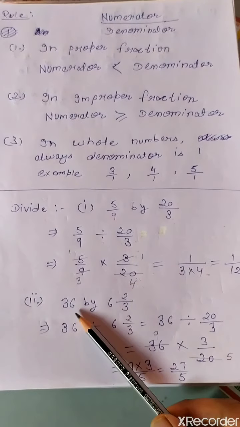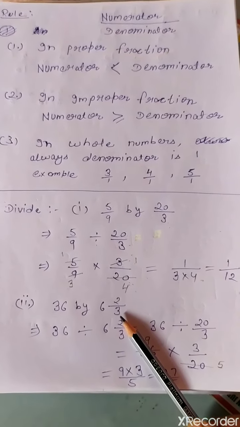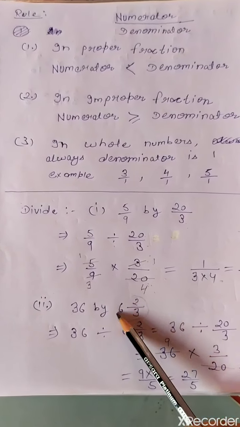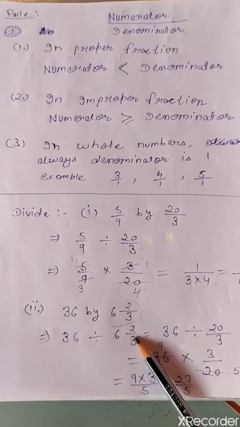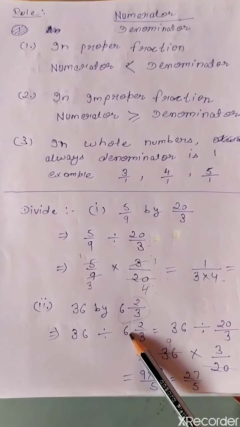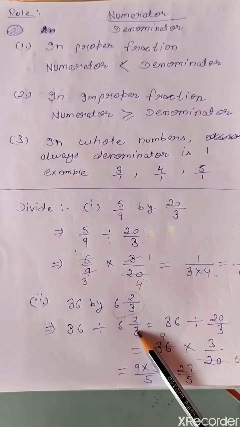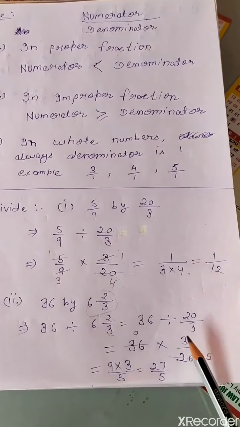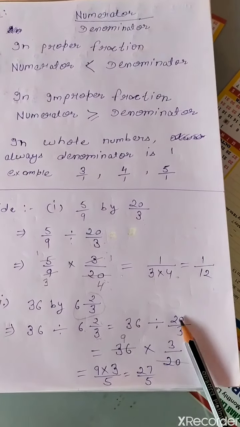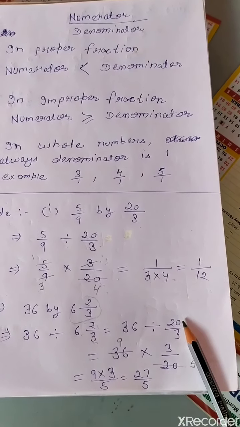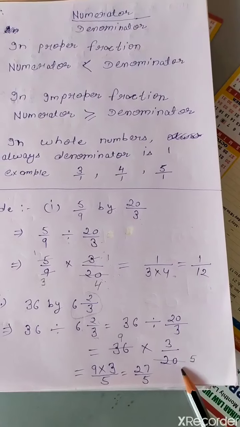Next here, a whole number is divided by a mixed fraction. Okay, then first you convert this mixed fraction into improper. 6 into 3, the whole number into denominator, plus numerator. 6 into 3, 18 plus 2, 20 by 3. So it is 36 divided by 20 by 3. Now reciprocal the second fraction. Reciprocal of 20 by 3 is 3 by 20.